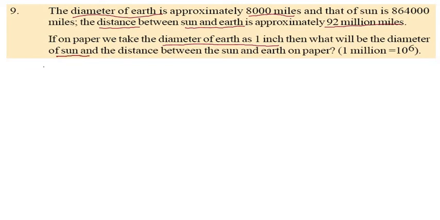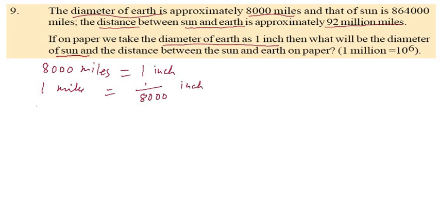and the distance between the Sun and the Earth? So we can say 8,000 miles will be equal to 1 inch. So 1 mile is equal to 1 upon 8,000 inch. Now the Sun's diameter is given as 864,000 miles, which will be equal to 1 upon 8,000 into 864,000 inch. Now you can calculate this one.